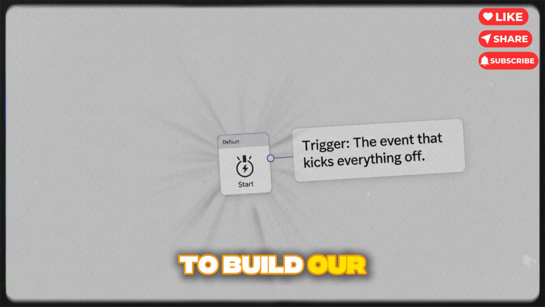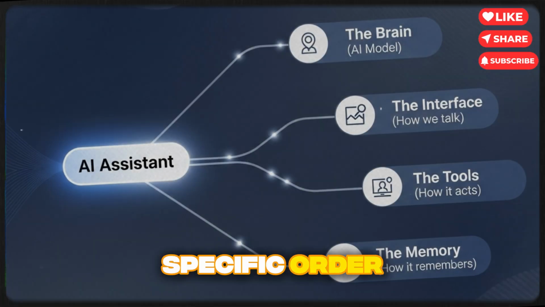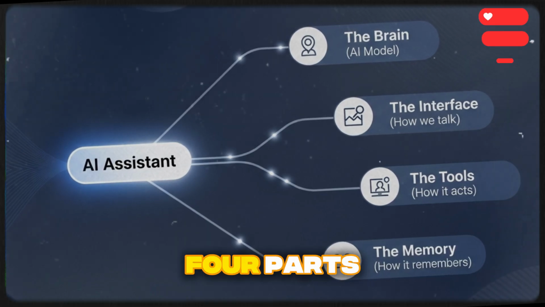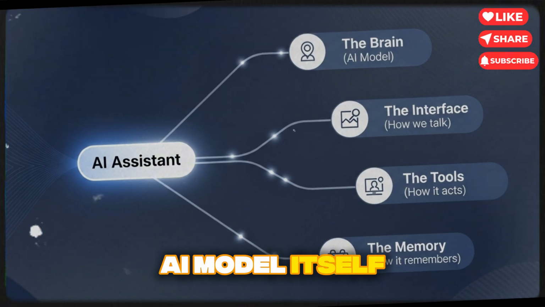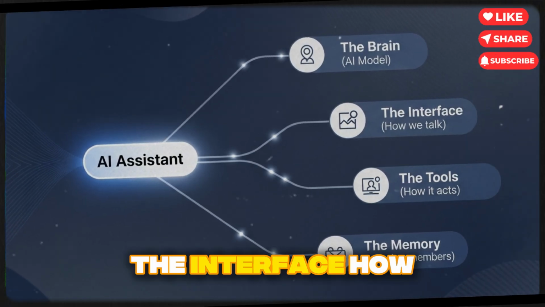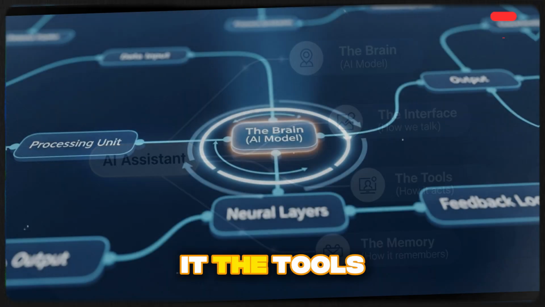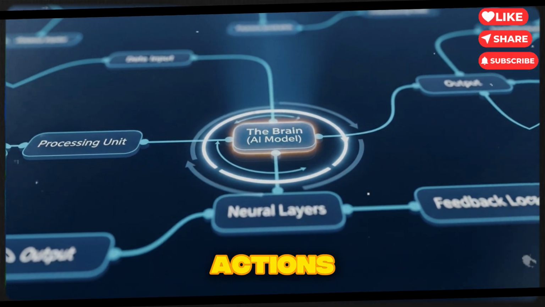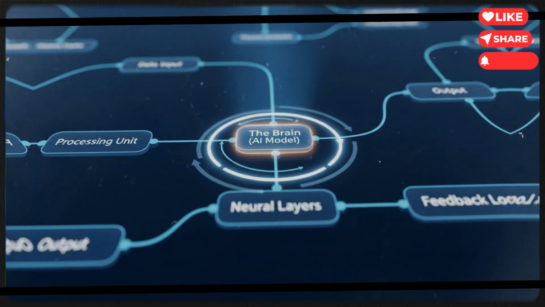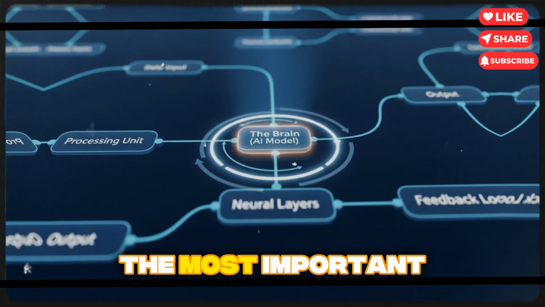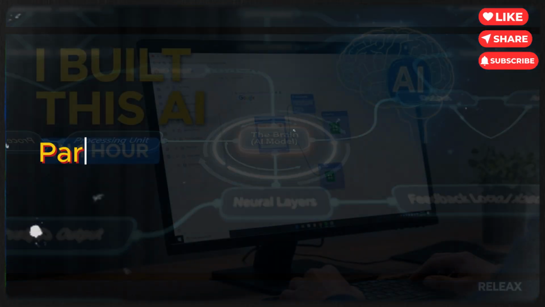But we're going to build our assistant in a very specific order. We're going to build it in 4 parts: the brain, the AI model itself, the interface, how we talk to it, the tools, how it takes actions, and the memory, how it remembers things. Let's start with the most important part, the brain.